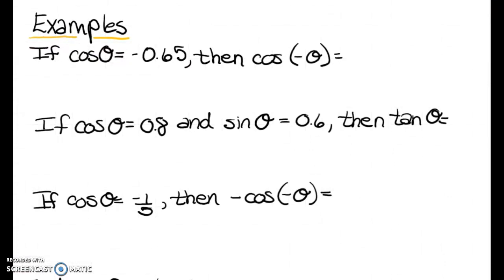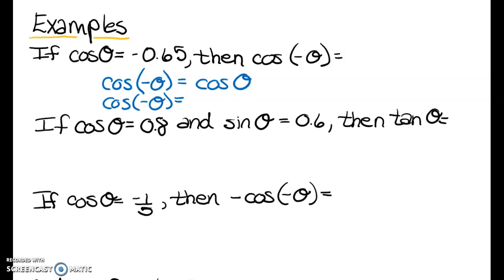It says, if cosine theta equals negative 0.65, then the cosine of negative theta, well, we just went through a little chat about these two being equal. Okay, so if I know the cosine is negative 0.65, I can replace it in my little identity. So I know that cosine of negative theta is going to be negative 0.65. Okay, let's move on to the next one.